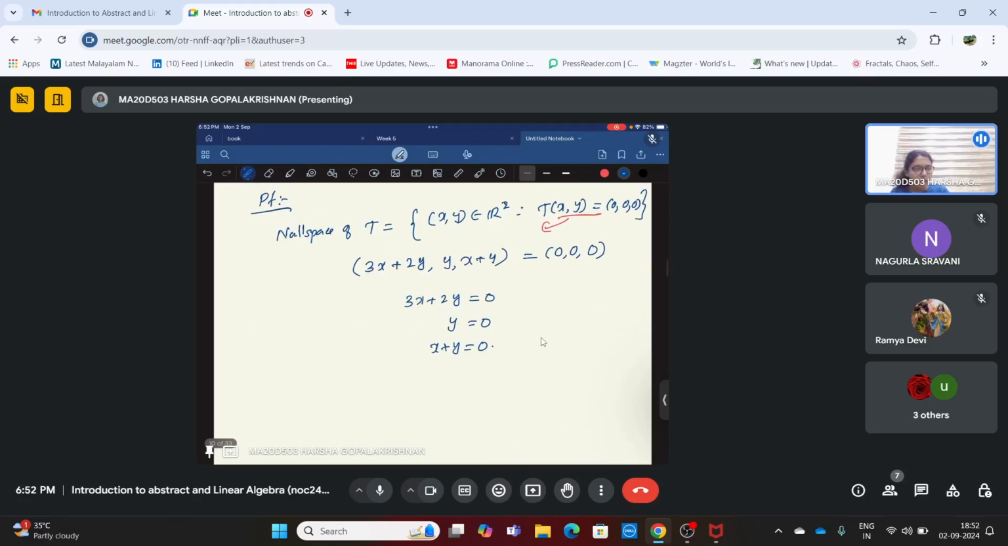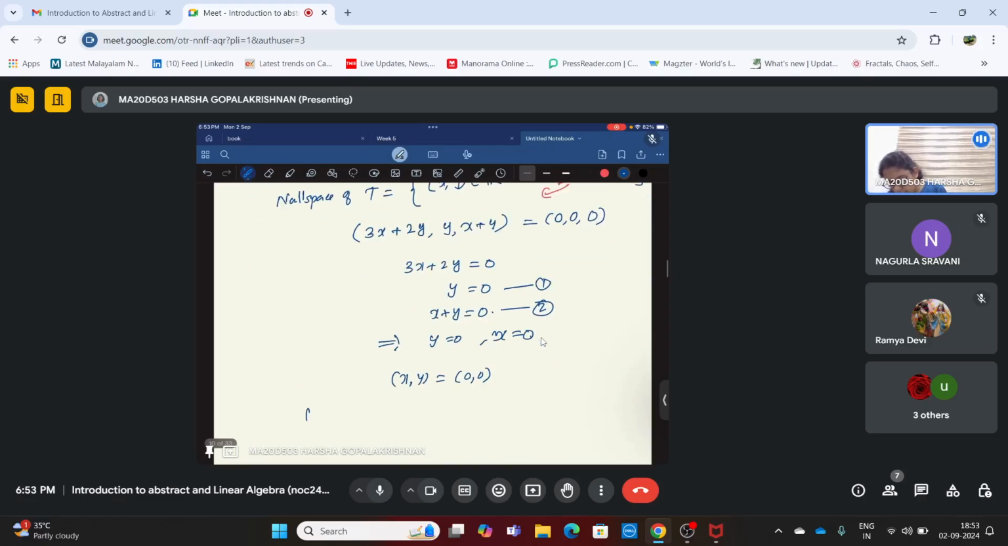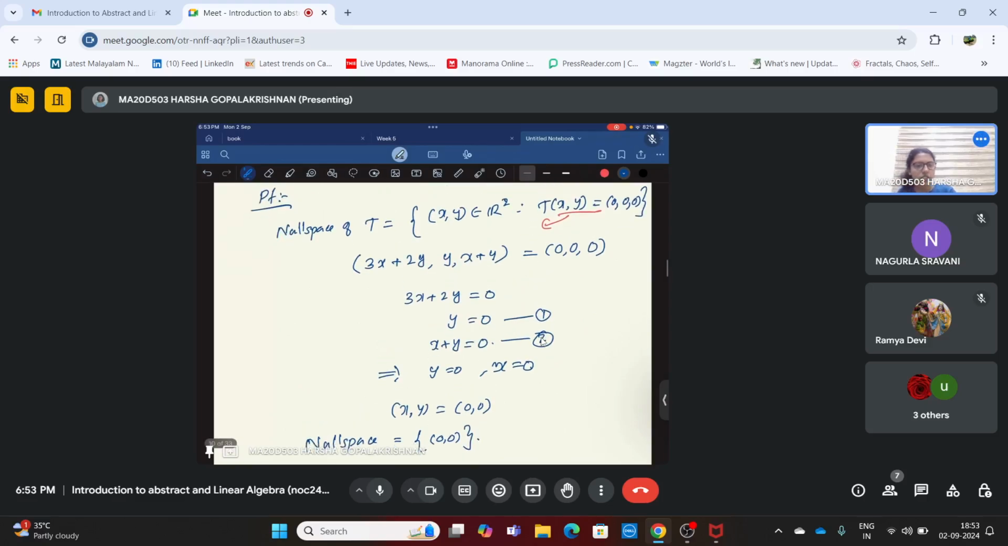So from this, what did we get? Clearly, from the second equation we know y equals 0, and substituting in the first we get x equals 0. So if (x, y) is an element such that T of (x, y) equals (0, 0, 0), we got that (x, y) should be equal to (0, 0). What does that mean? The null space contains only (0, 0). Is that fine?